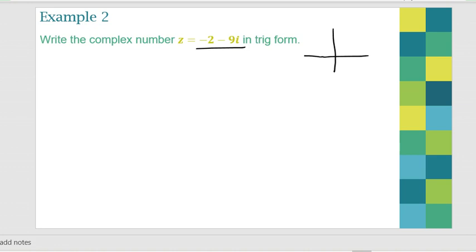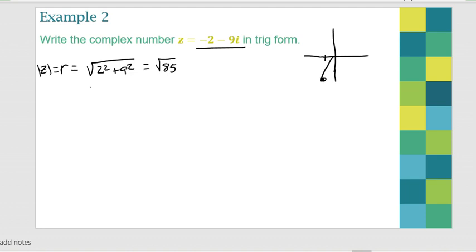All right, so if I'm at -2, -9, it puts me right here. I kind of forgot to point out where this is located. Okay, so what I did do correctly is I went ahead and found the r, which is the square root of 2 squared plus 9 squared. And you can call this the absolute value of z if you like. So 2 squared is 4, 9 squared is 81, so this is the square root of 85.